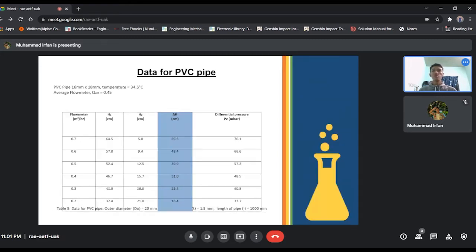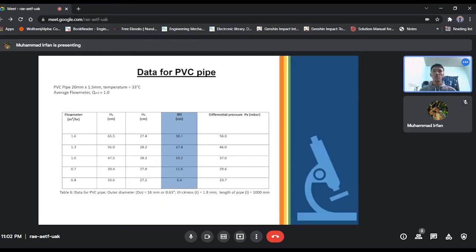Next, table 5 shows the data for the PVC pipe. It has outer diameter 20 mm, thickness 1.5 mm and the length of the pipe is 1000 mm. The average flow rate is 0.45. Next is data for another PVC pipe. It has outer diameter 16 mm, thickness 1.8 mm and the length of the pipe is 1000 mm. The average flow rate is 1.0.